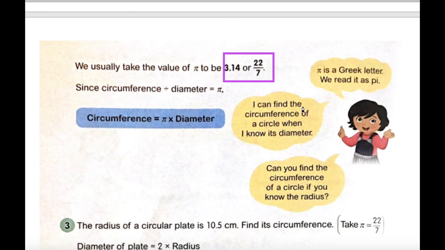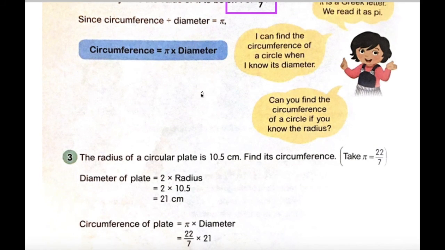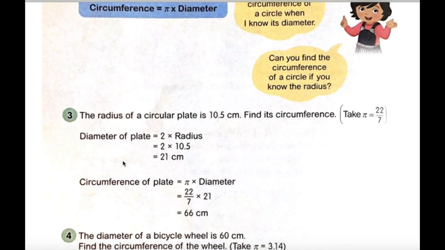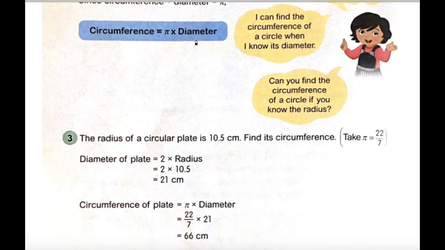And I can find the circumference of a circle when I know its diameter, because the formula is circumference equals pi times diameter. But how if the one that you know is not diameter, it's radius? So diameter is 2 times radius, right? So if you want to use this formula, just multiply the radius by 2 first, and you will get the diameter.